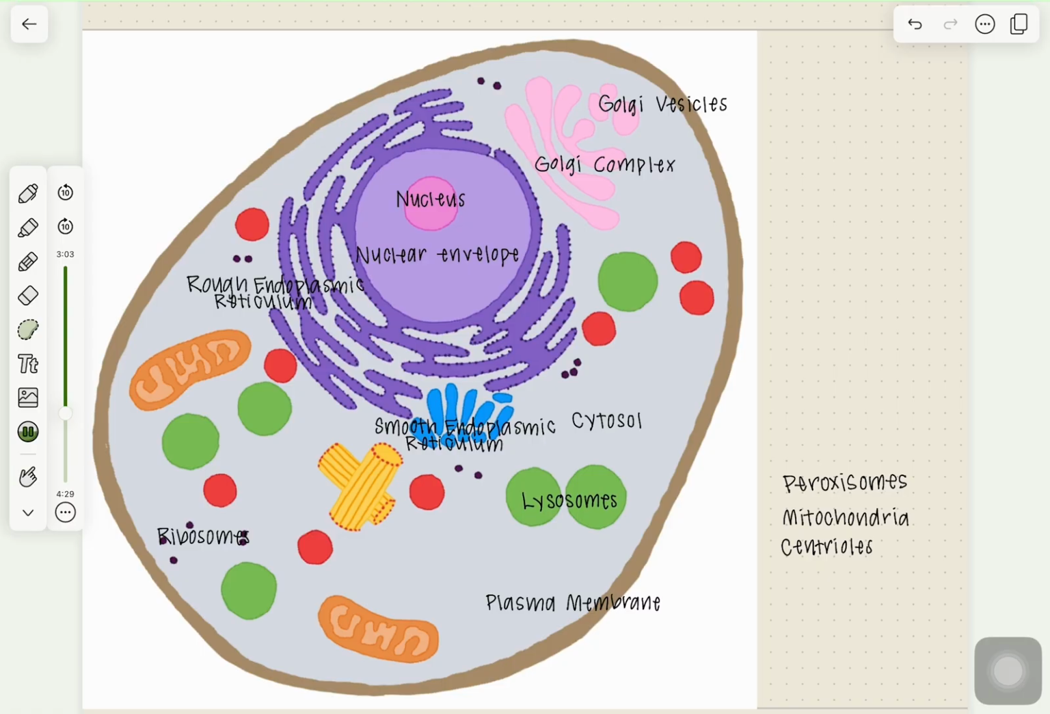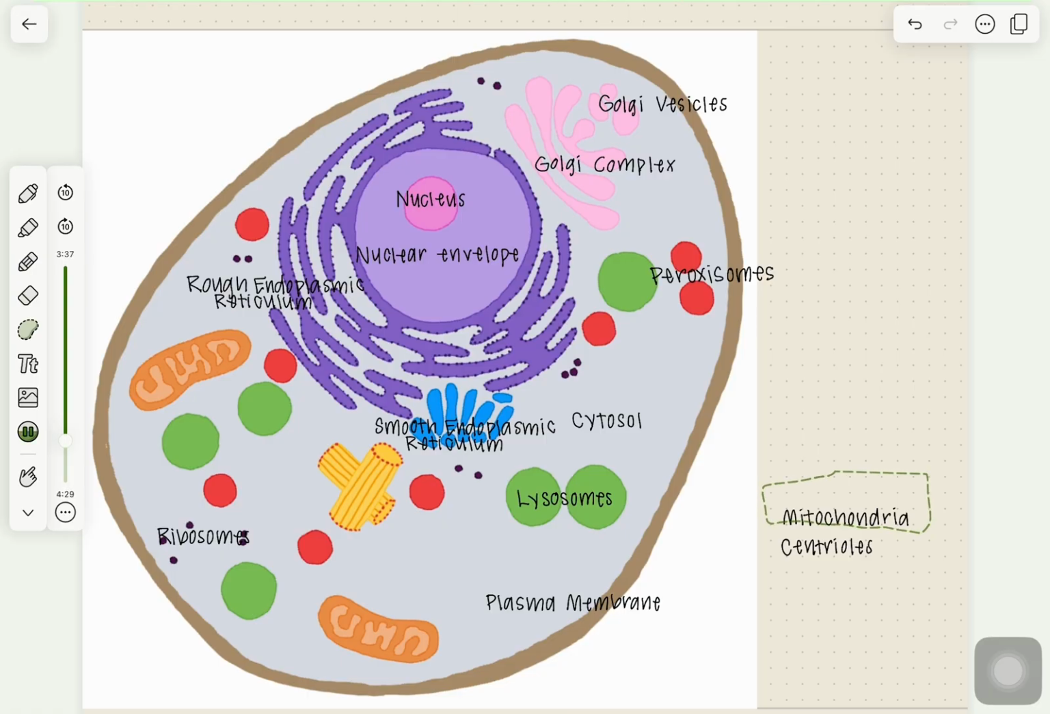Moving to lysosomes, those are going to be our green circles throughout the cell. Lysosomes are a type of Golgi vesicles that break down organelles and particles. They contain digestive enzymes to break down material they encounter. Next to those lysosomes, we have peroxisomes, which are going to be the red circles. Peroxisomes resemble lysosomes but are produced by endoplasmic reticulum. They detoxify the cell by producing hydrogen peroxide to break down particles.